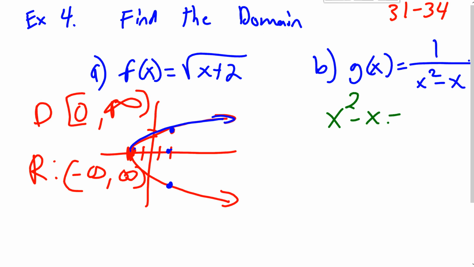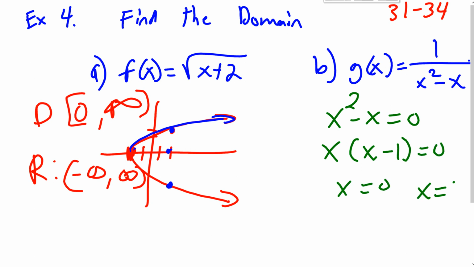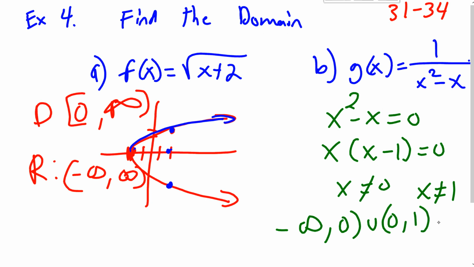So if we take this and just set it equal to 0, because we can never divide by 0, factor out an x, I can set these both equal to 0, x equals 0, and x equals 1. We can't have those, right? So it can be everything but that. So negative infinity up until 0, can't have 0. Then from 0 to 1, everything in between there I can have, and then everything after 1 I can have. So in interval notation, it looks like that. So that would be the domain.